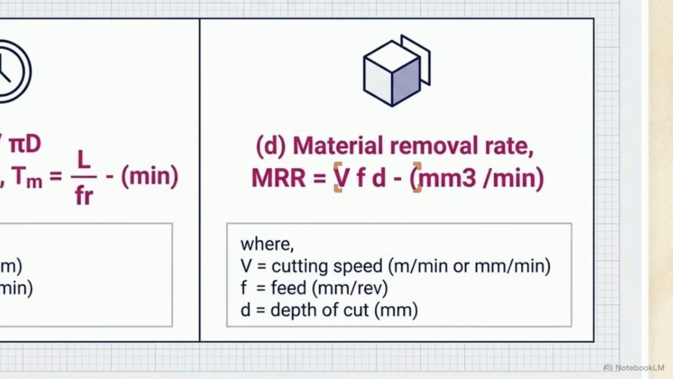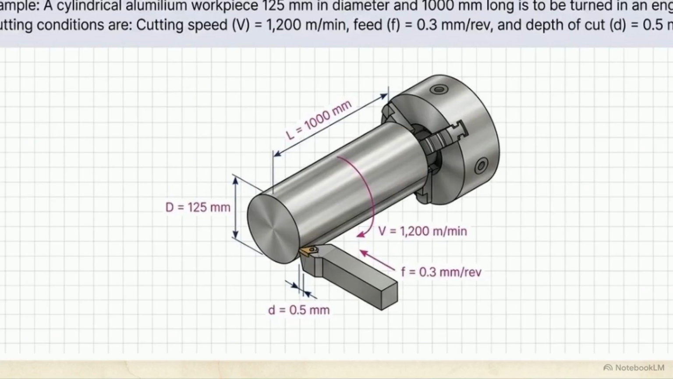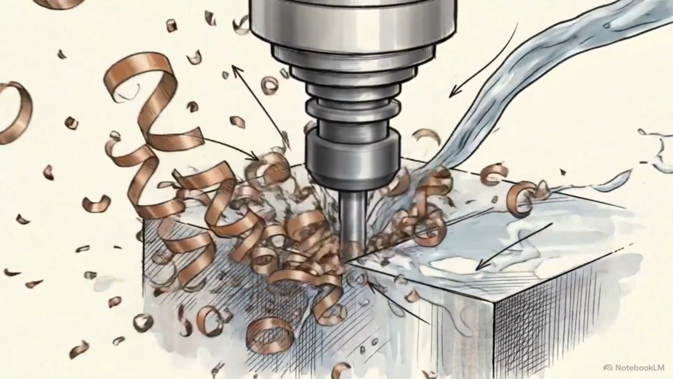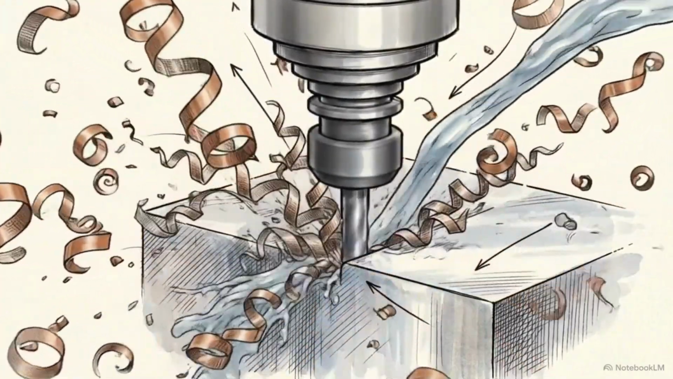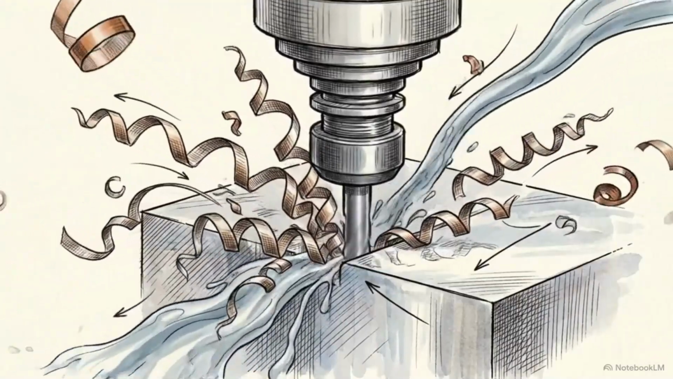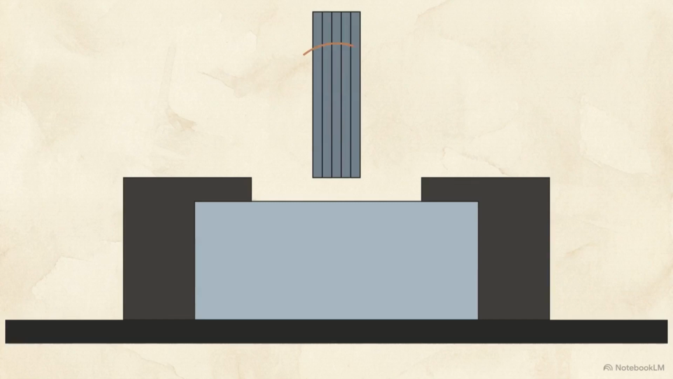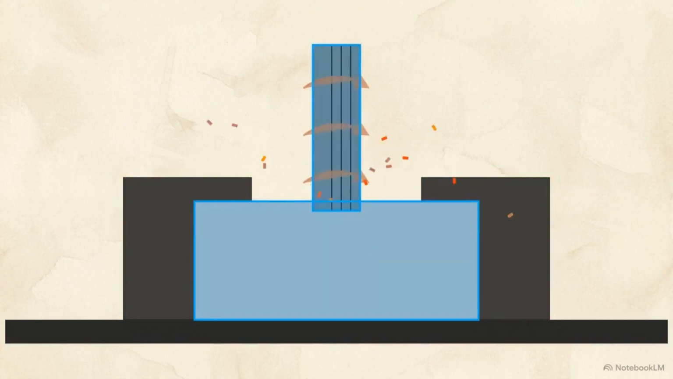Let's apply this to the aluminum cylindrical workpiece in this schematic. We set velocity to 1200 meters per minute, the feed to 0.3 millimeters per revolution, and depth of cut to 0.5 millimeters. These precise calculations allow production managers to mathematically guarantee higher removal rates before a machine is ever turned on. High-speed machining functions as an integrated ecosystem of rotational velocity, rigid tooling, and material thermodynamics.